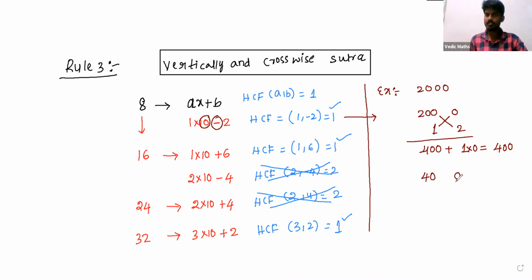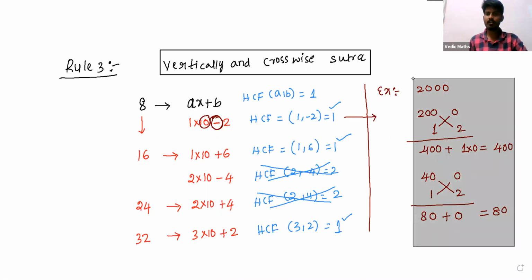In the unit place digits we are considering, 1 and 2 we are writing and multiplying with 2 here, using the crisscross method. So 80 and plus 0. Why are we taking plus here? Here we got minus, so that is the reason we are taking plus here. So totally we got 80. Now we know that 80 is divisible by 8, so we can say that this 2000 is divisible by 8.